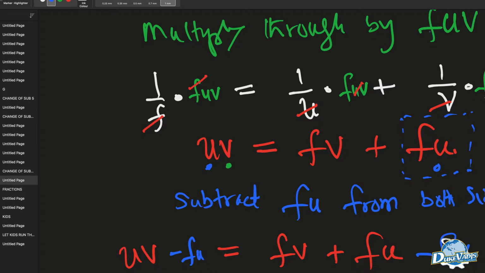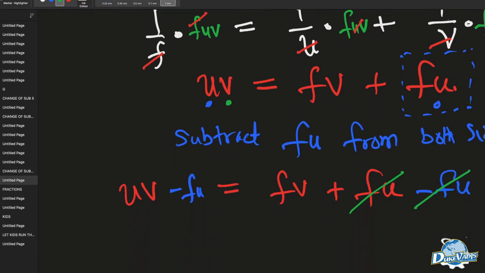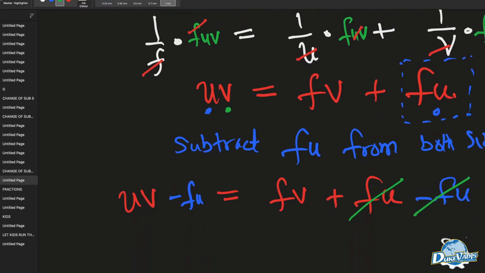Let's use the color green to help us. So this FU will cancel this FU. If you look at it, our equation will be left with UV minus FU, which equals FV.